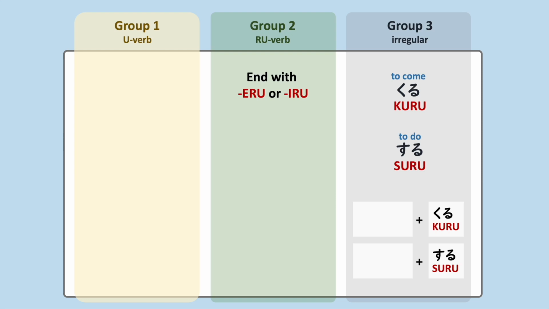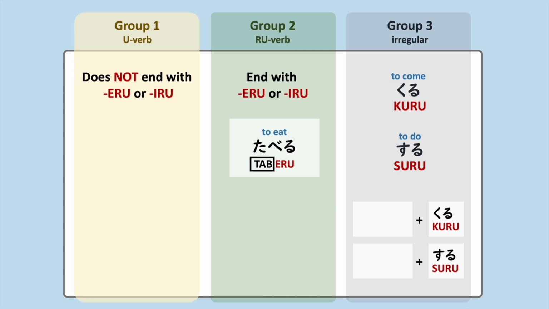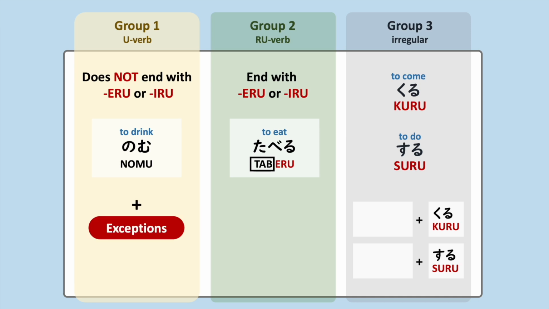For example, taberu, to eat, ends with eru. Pretty much all other verbs are u verb, group 1. For example, nomu, to drink, is u verb because it's not irregular and it does not have the eru or iru ending. There is just one exception to this rule.